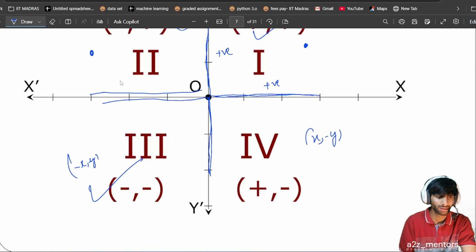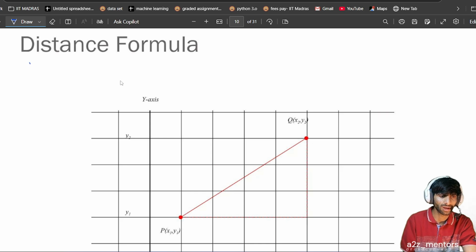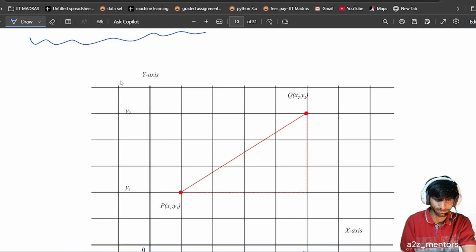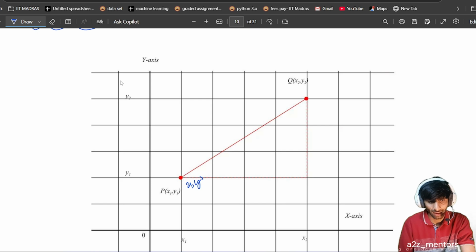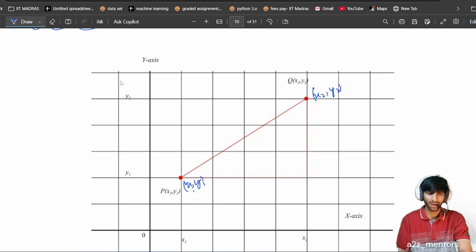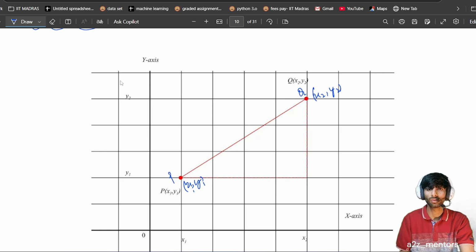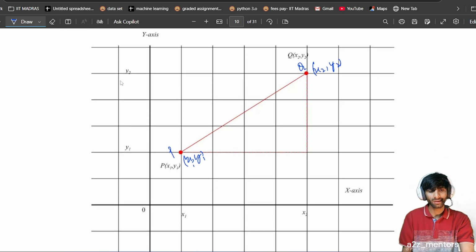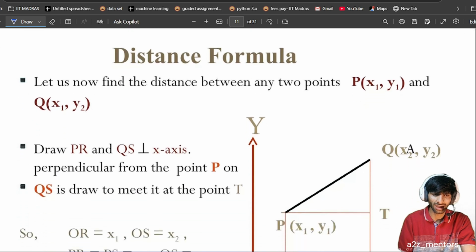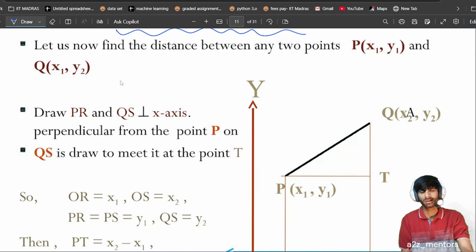Now we will check the distance formula. What actually is the distance formula? Take x1, y1, and this is x2, y2. Now I have to find the distance between this point P and this point Q. So how exactly will we get the distance between these points? We will use a formula, and the formula is the distance formula. How will we derive it? This is given in your NCERT.